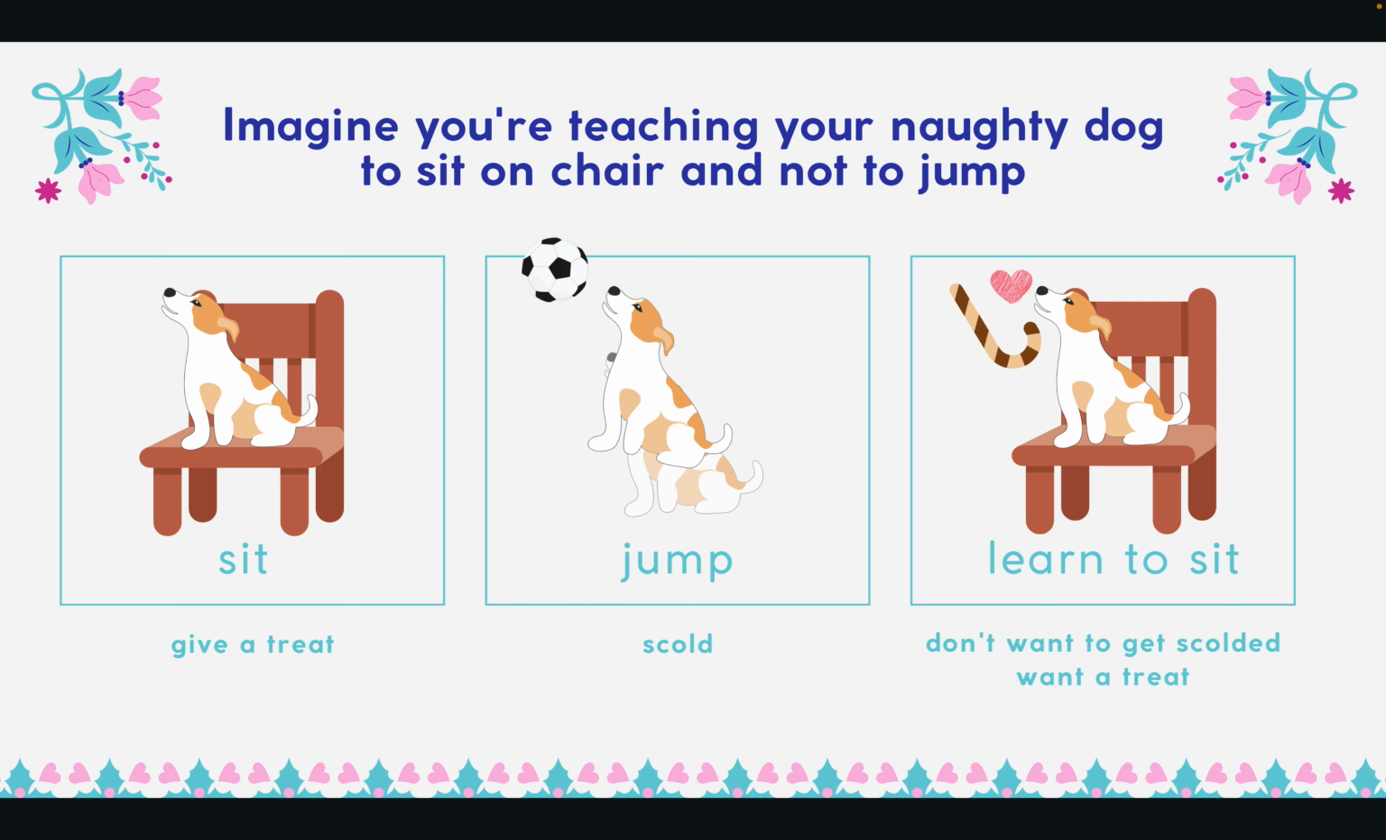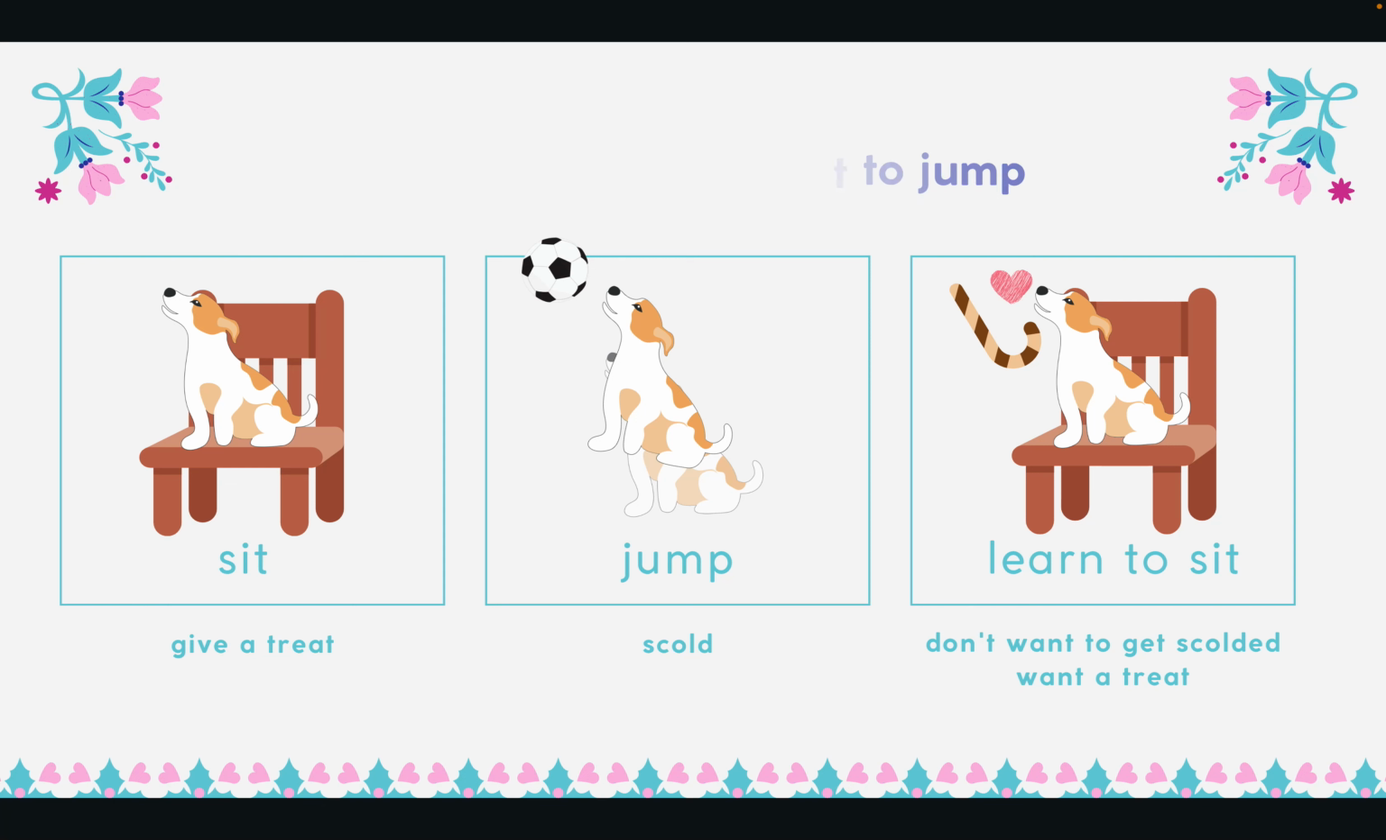So imagine you are teaching your naughty dog to sit on a chair and not to jump. If the dog sits, you give it a treat. If the dog jumps, you scold it. Over time, your dog will learn to sit because it does not want to get scolded and it wants a treat. This is similar to reinforcement learning. When you do something right or you reach the goal, you get a reward for that. And the goal of reinforcement learning is to maximize those rewards.